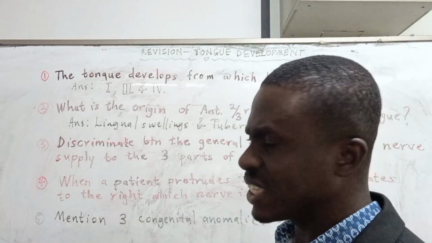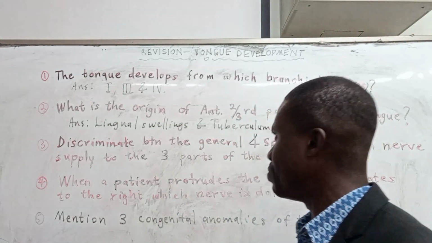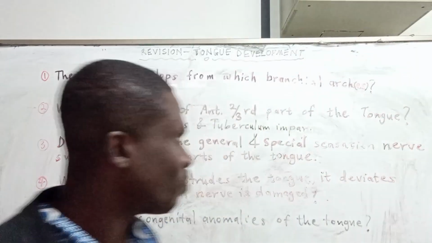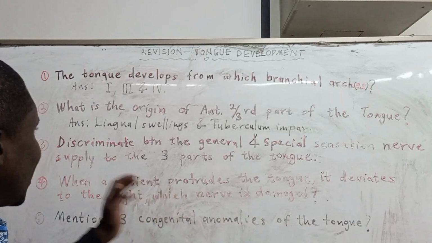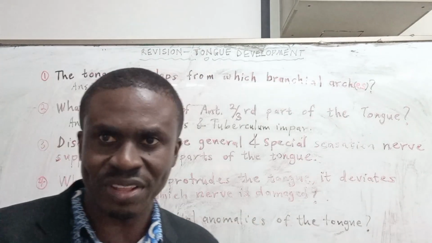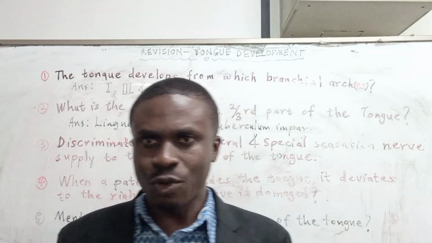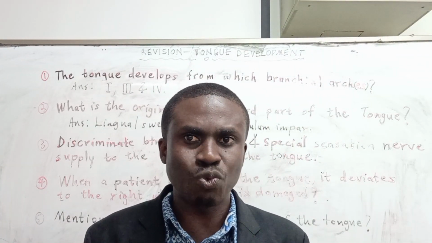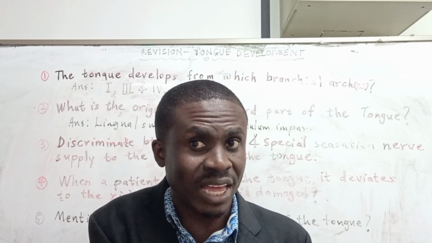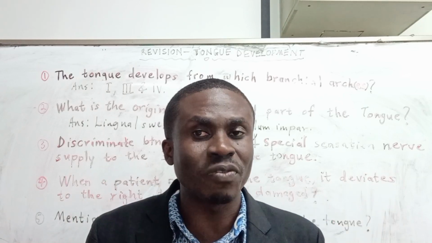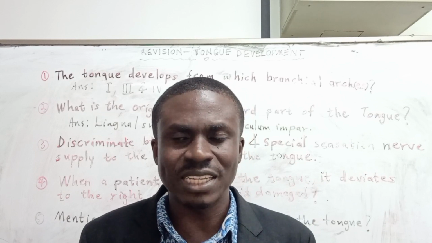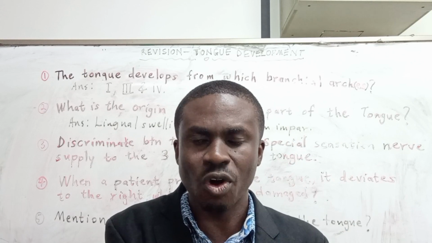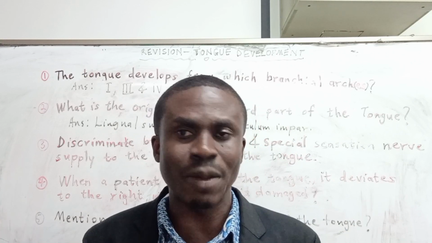Now, moving on, the third question says, we should discriminate between the general and special sensations by way of the nerve supply to the 3 parts of the tongue. Normally, we talk about the tongue grossly differentiated into what we call the anterior two-thirds portion of the tongue and then the posterior one-third portion of the tongue. Now, 2 weeks ago, I made it known to you that we also have the posterior-most portion of the tongue. So they are the 3 parts of the tongue I'm talking about.